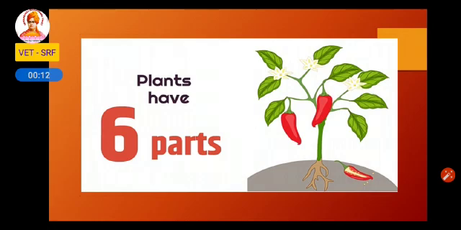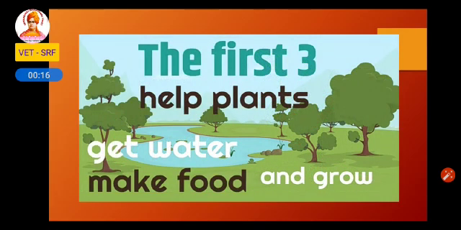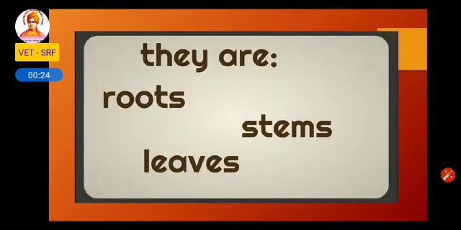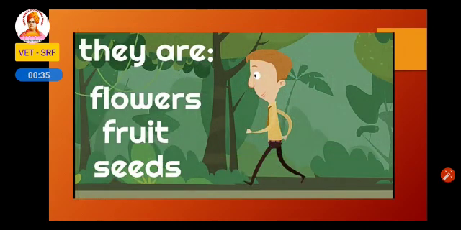Plants have 6 parts. What are they? The first 3 help the plants to get water, to make food and to grow. They are roots, leaves and stem. The second 3 parts help them to grow a new plant. They are flowers, fruits and seeds.